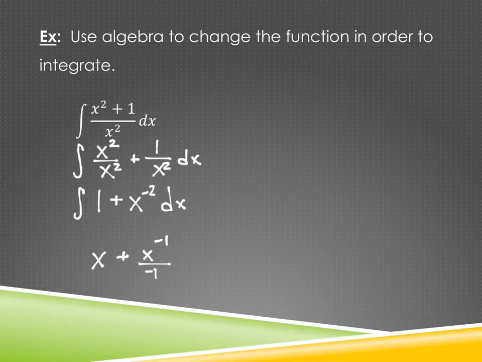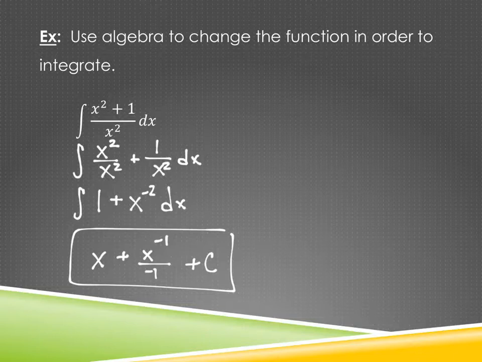Divided by negative 1. Right? Increase the exponent by 1, so negative 2 plus 1 is negative 1. Divide by the new exponent, negative 1, plus c. Good job. And for the purposes of everything we're doing, you can leave it like that. If you really don't want to leave it as x to the negative 1, you want to put the x back in the denominator, you can do that, but you don't have to. It's fine as is. Okay?